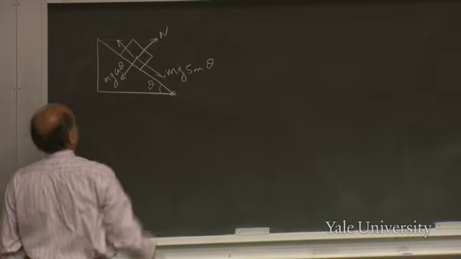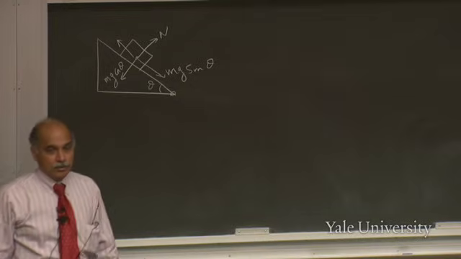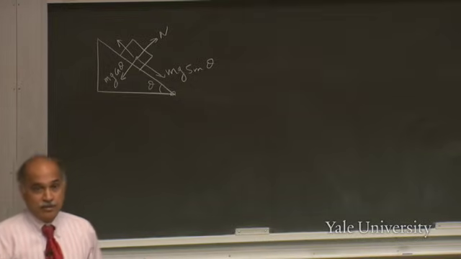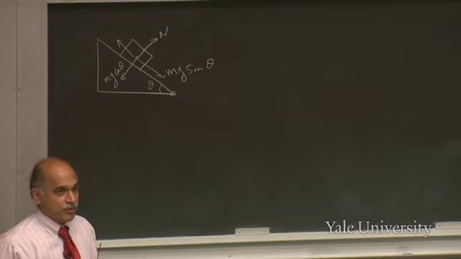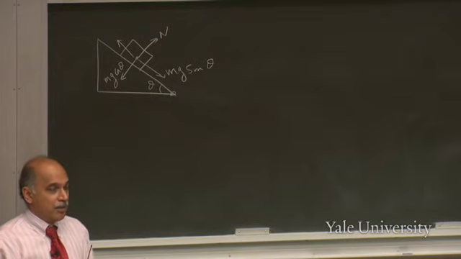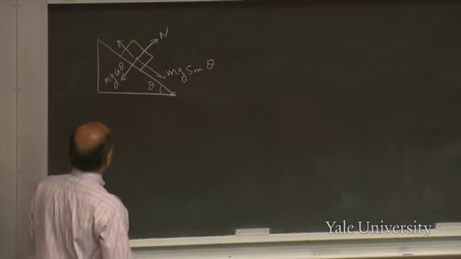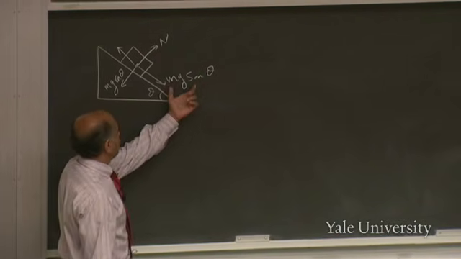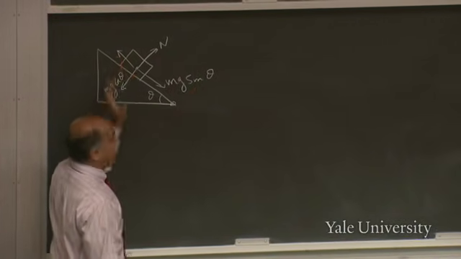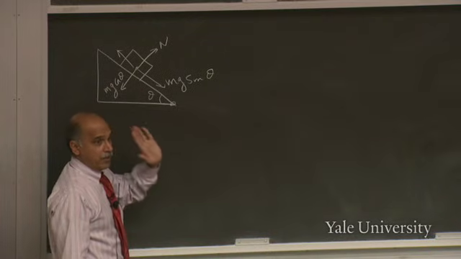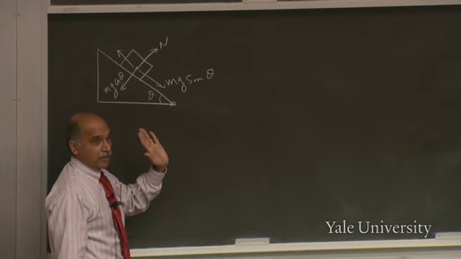What shall I write for friction? Do not write mu_s times N, because the frictional force is anything you need up to mu_s times N. In other words, if theta is very small and mg sine theta is very small, the frictional force will be in fact mg sine theta. It will equal whatever it takes to keep it from slipping.